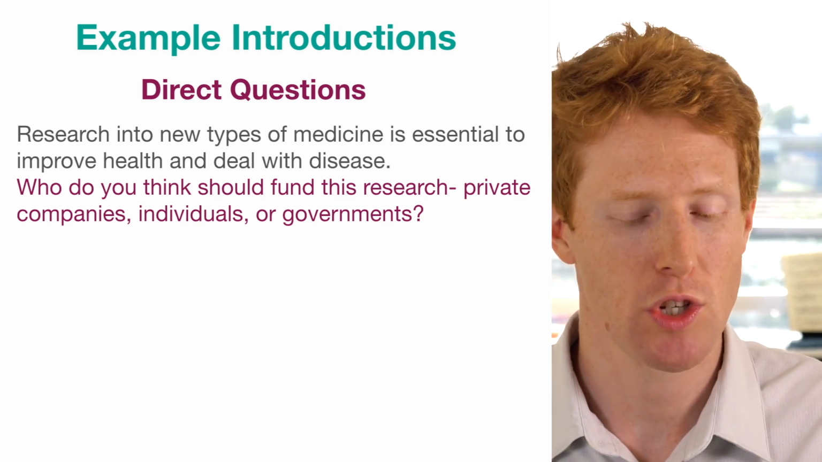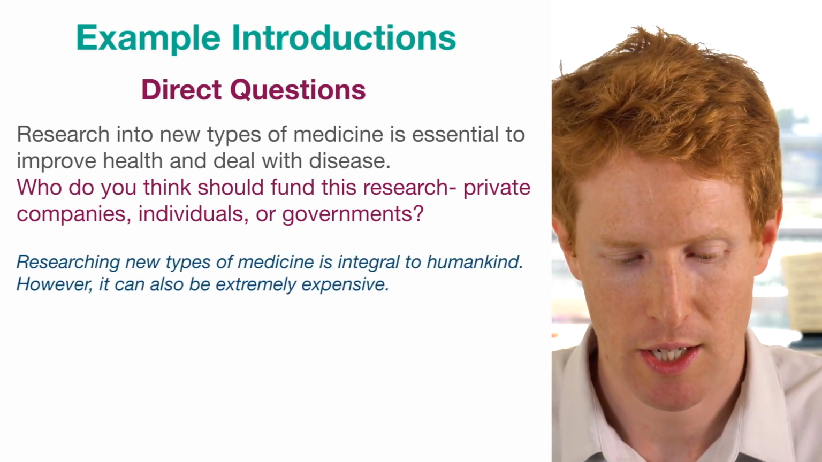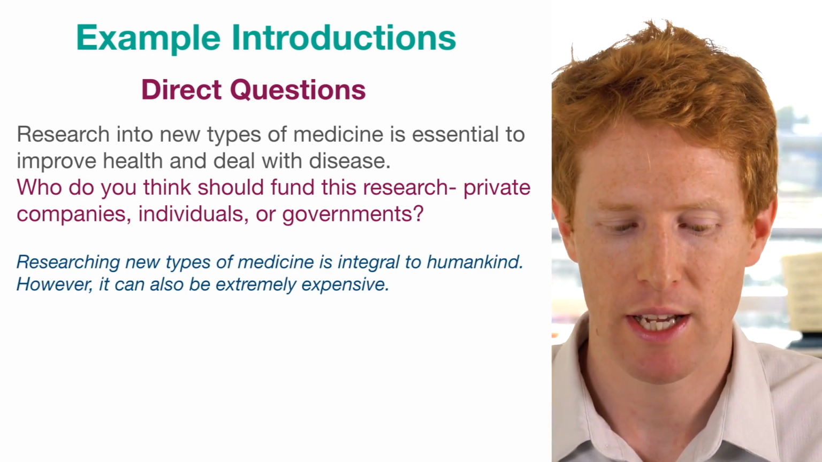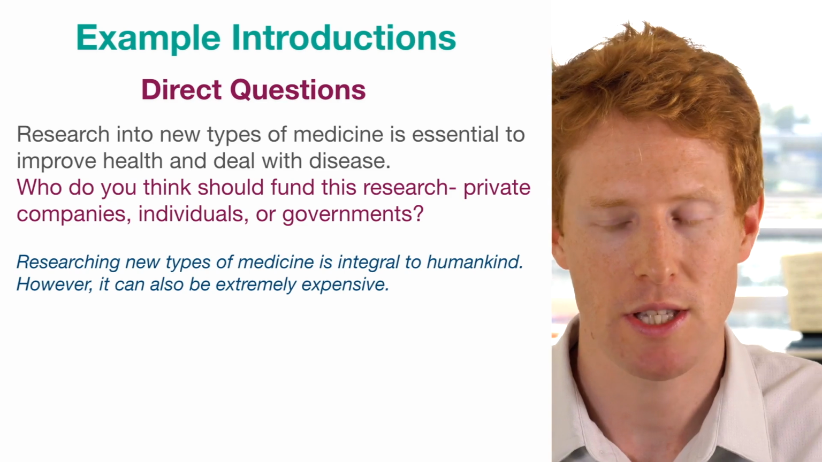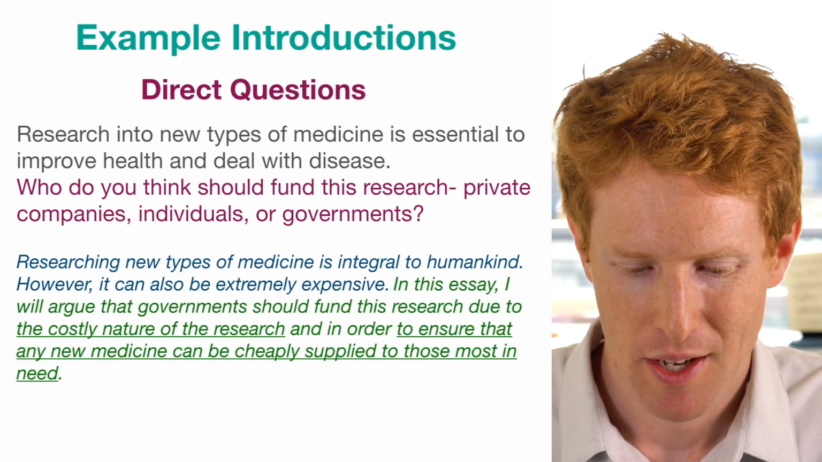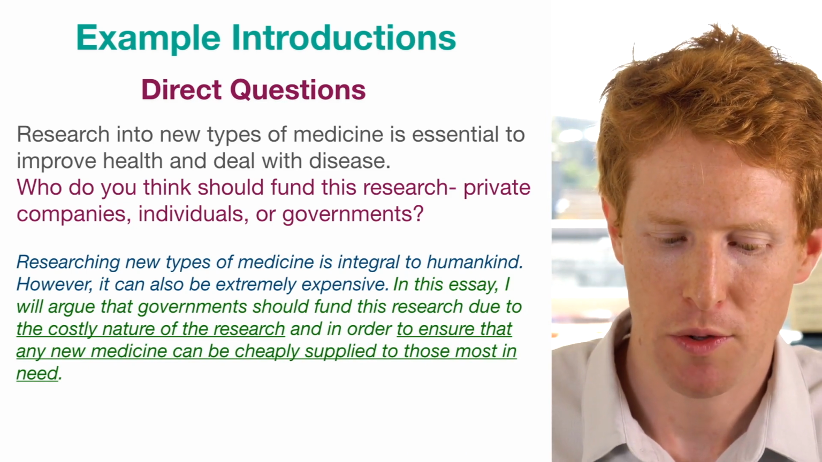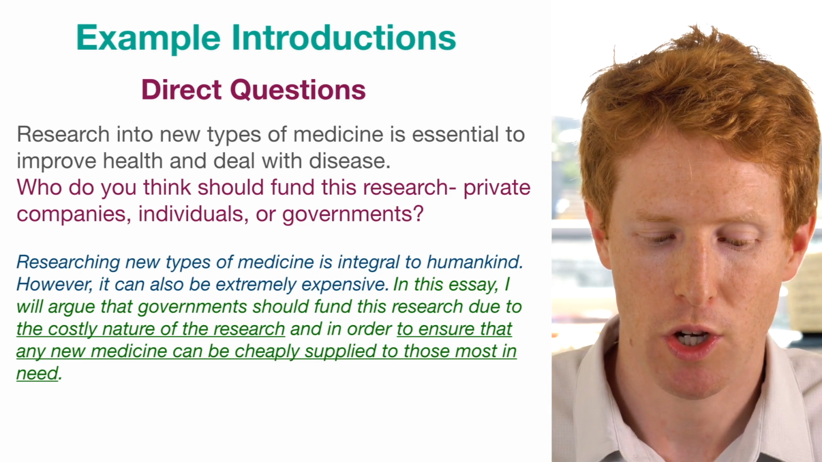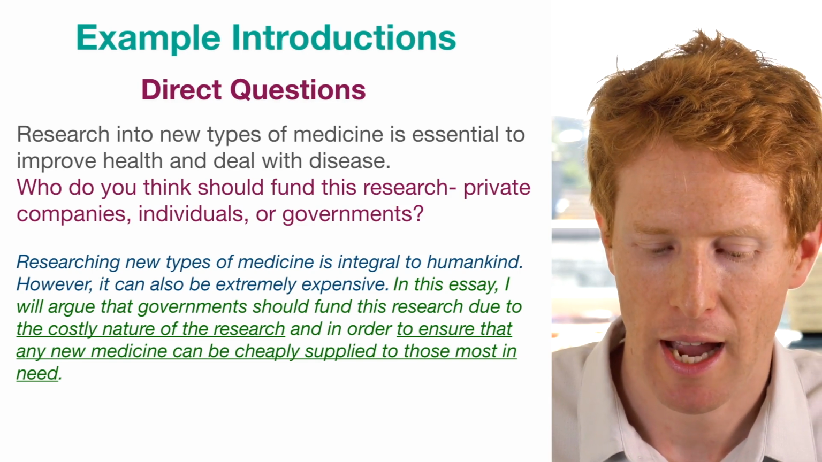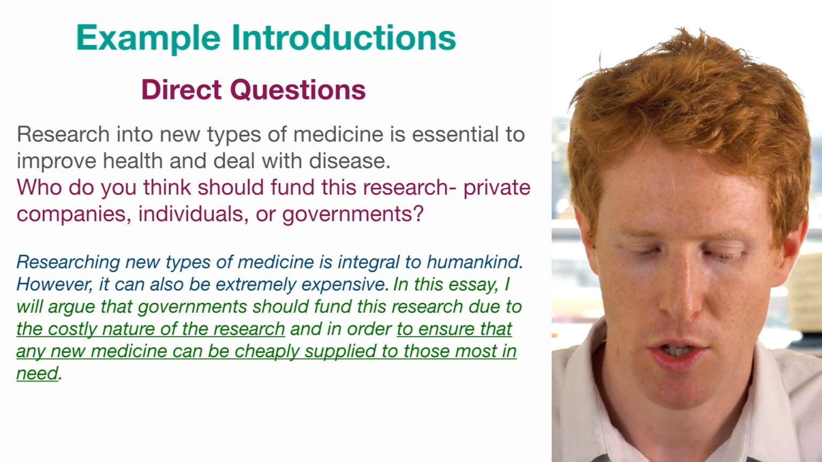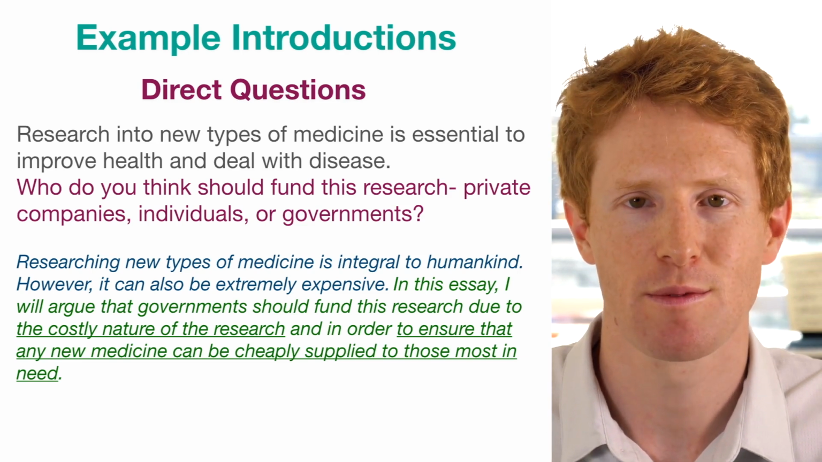Okay, let's introduce the topic. Researching new types of medicine is integral to humankind. However, it can also be extremely expensive. And now let's respond to the question. In this essay, I will argue that governments should fund this research due to the costly nature of research and in order to ensure that any new medicine can be cheaply supplied to those most in need.